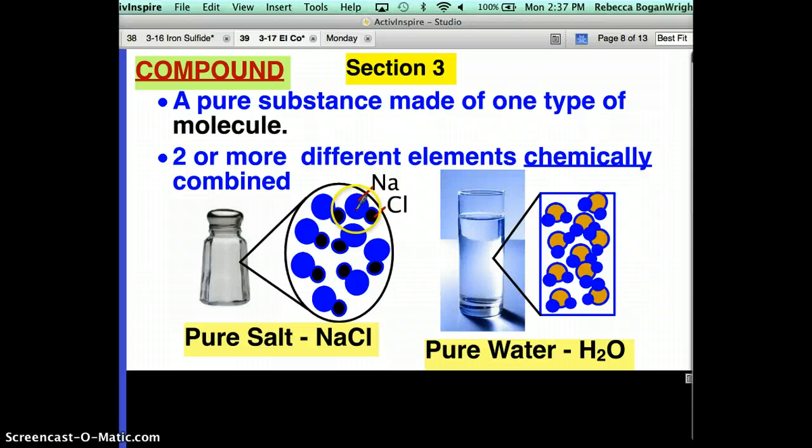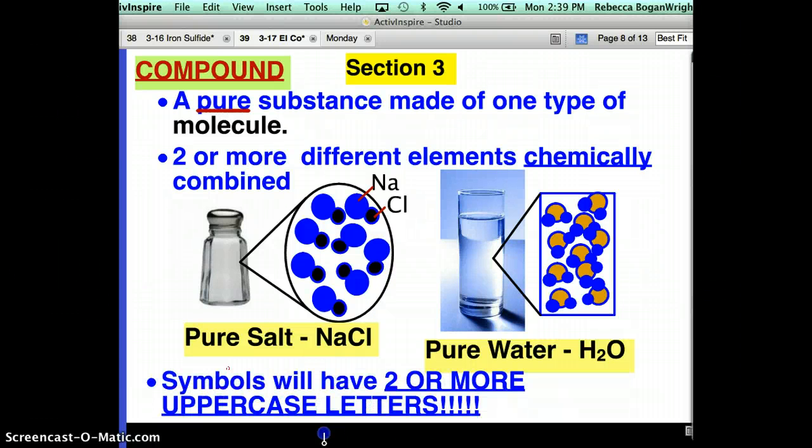Salt is an example of a compound. Salt is a molecule of sodium and chlorine chemically combined to produce sodium chloride. Pure salt is pure, that's why it's considered still a compound. It's considered still pure because this is all sodium chloride molecules. Pure water can be considered pure because it is all pure H2O molecules. But it is a molecule, hydrogen, hydrogen, and oxygen put together. Both salt and water are molecules, therefore they are compounds.